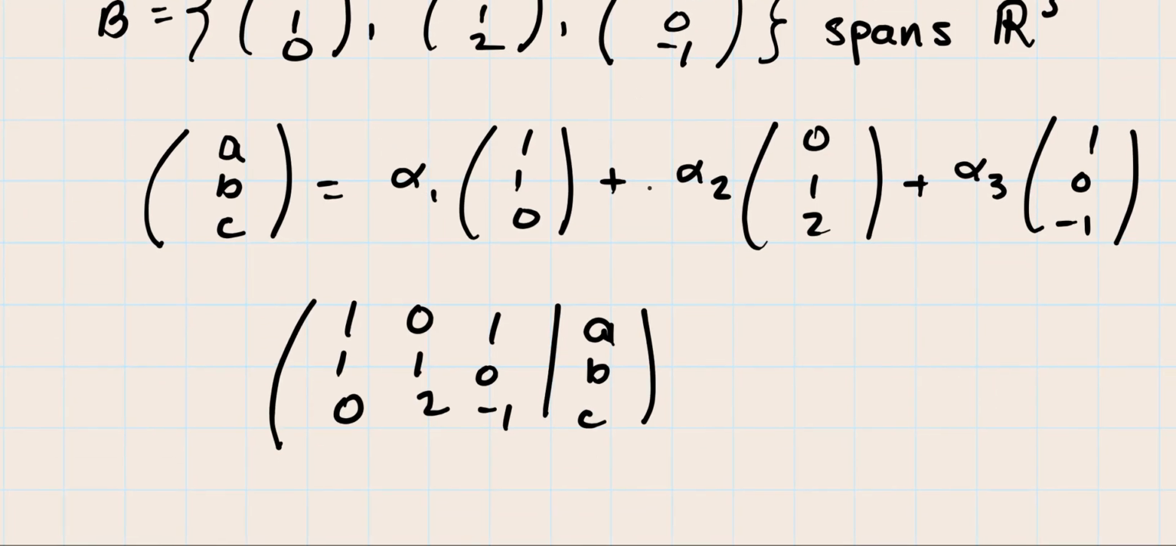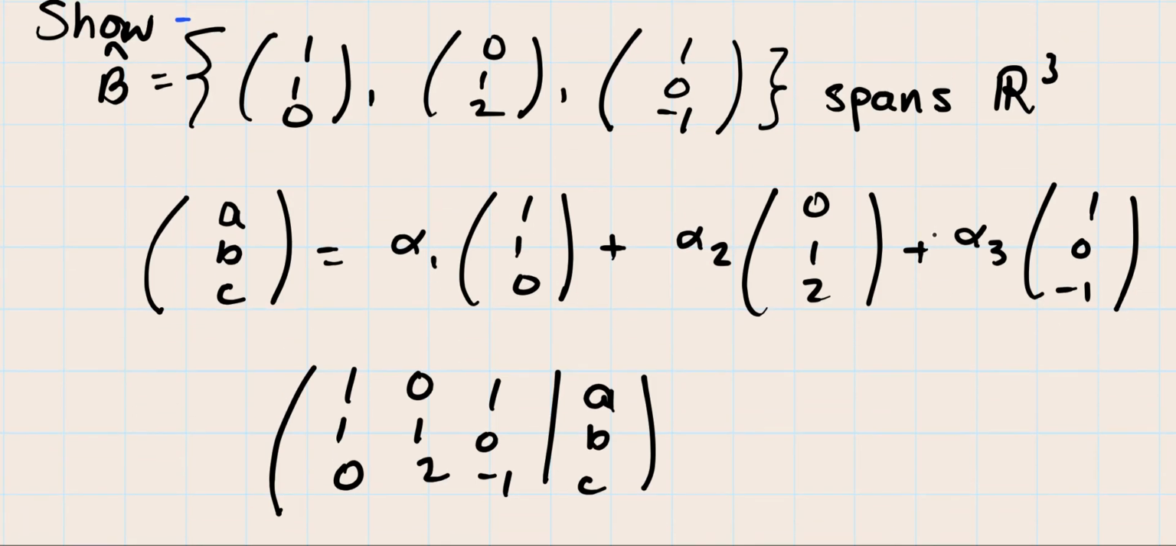Sorry, you're going to figure out what alpha 1, alpha 2, and alpha 3 are, and you're going to get that on this side. I'm going to actually do all of that, but I wanted to mention that if these three were not going to give you a linear combination that equals A, B, C, then you would get a row of zeros. And if you get a row of zeros and then something that's non-zero right here, then it's an inconsistent system. So that's the only time that the vectors will not span.